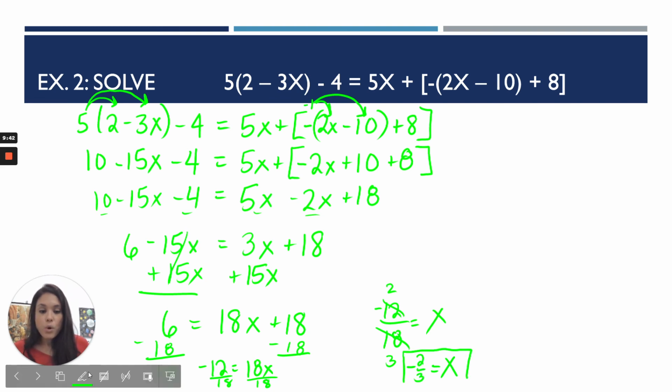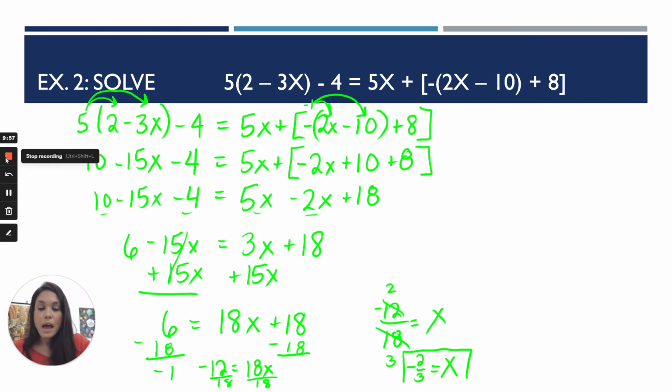Okay, and of course, you can plug this negative 2/3 into x on both sides of the equation, see if it equals each other, and then you know you have the right answer. Okay, have fun with this, take your time, and just make sure you're looking at the signs and distributing correctly at the beginning to get rid of your grouping symbols.